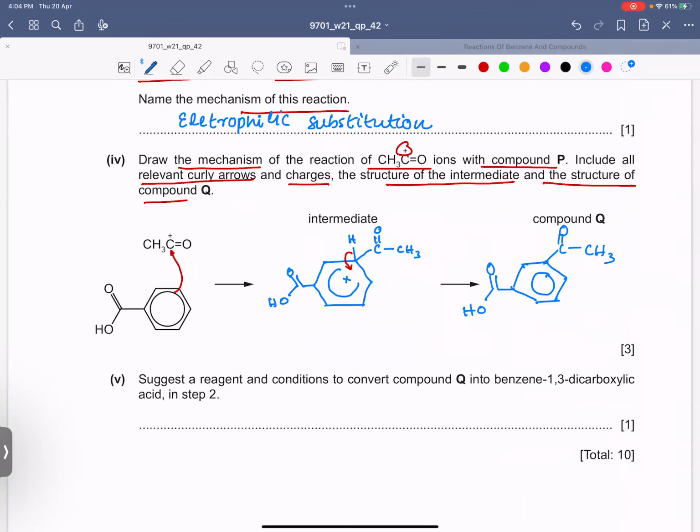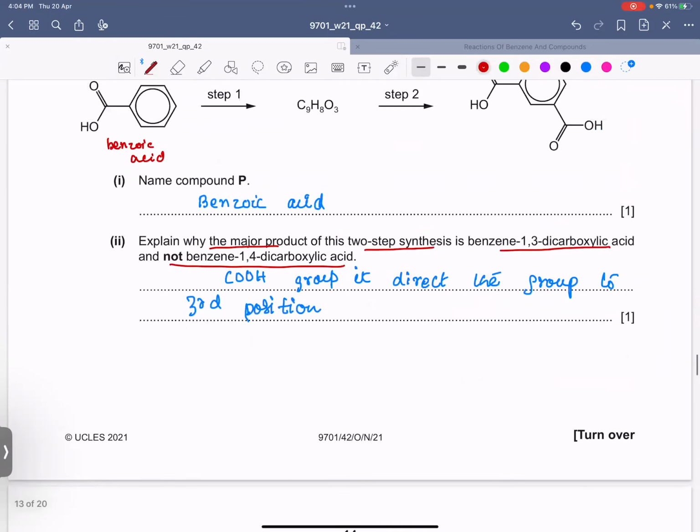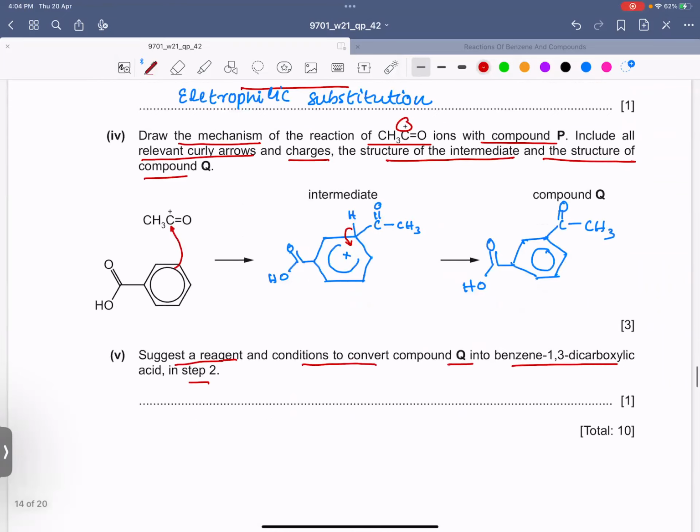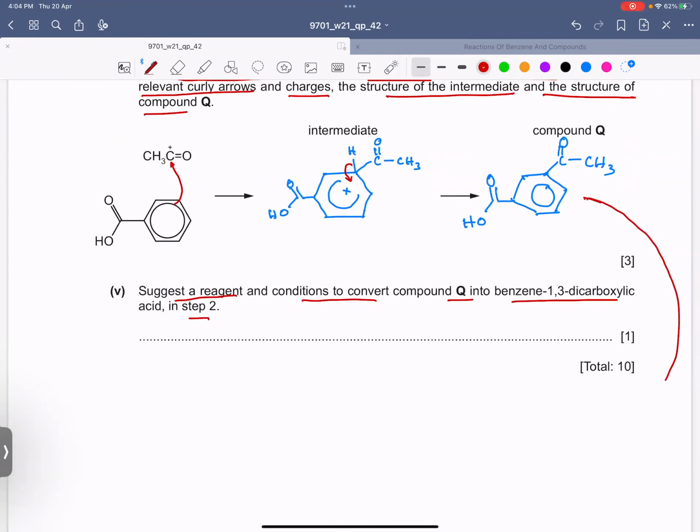Okay. Now, suggest a reagent and conditions to convert compound Q into benzene-1,3-dicarboxylic acid in step 2. Okay. So this is compound Q, and we have to convert this compound Q into benzene-1,3-dicarboxylic acid, which means this thing.